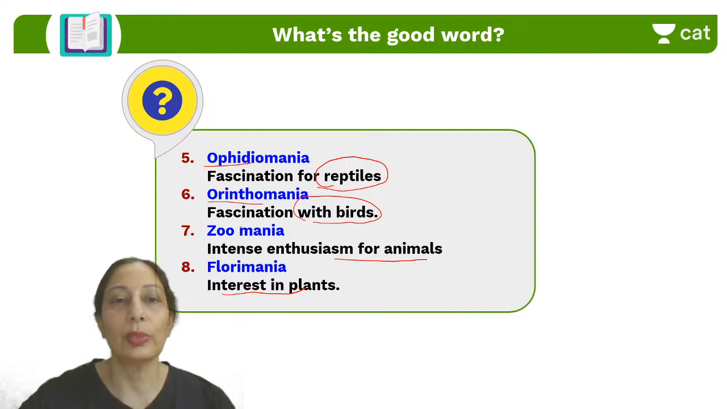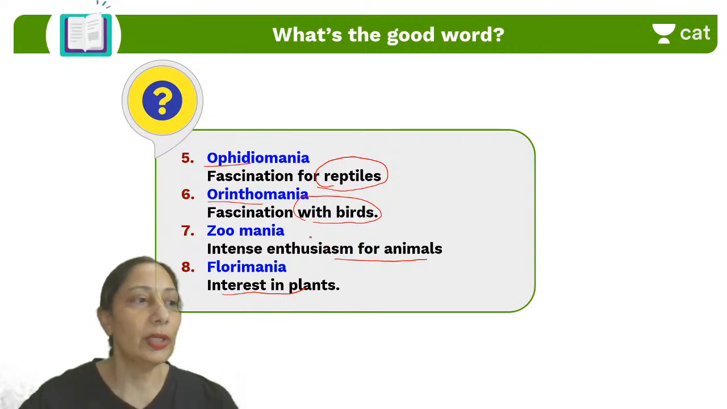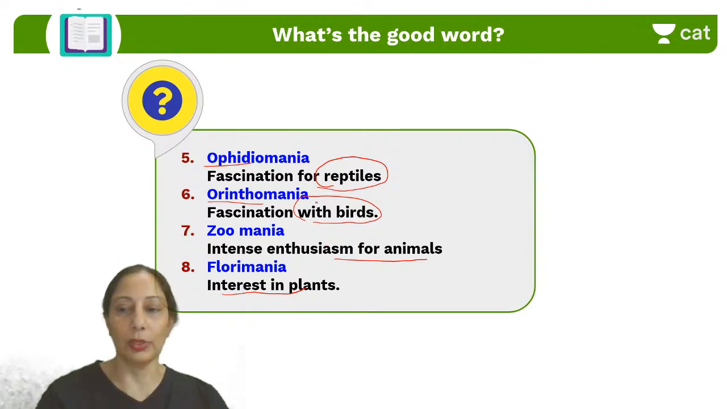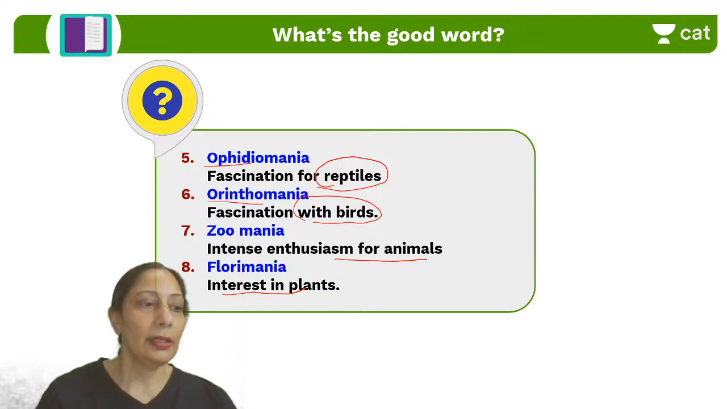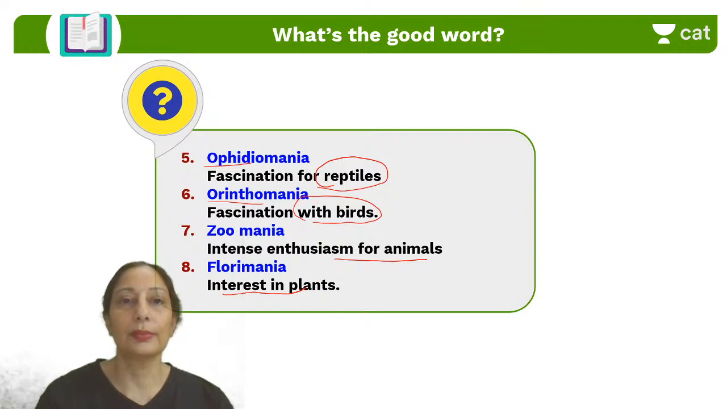Ornithomania is fascination with birds. Zoomania is enthusiasm for animals. I hope you have all the words on your list, guys. I hope you have all the words with you. Hello, Prince. Good to see you here.